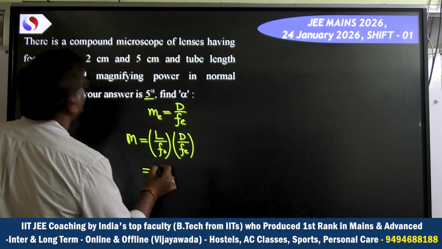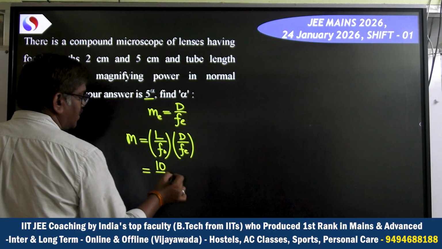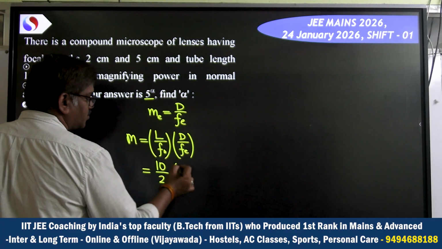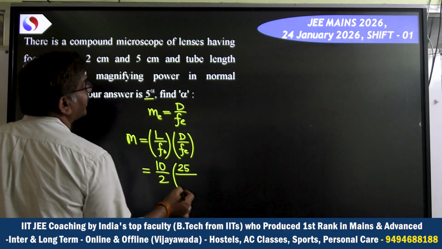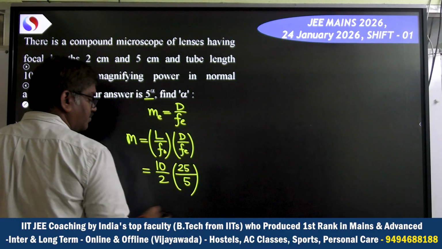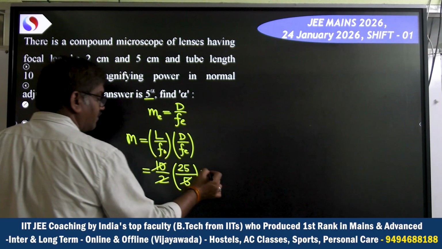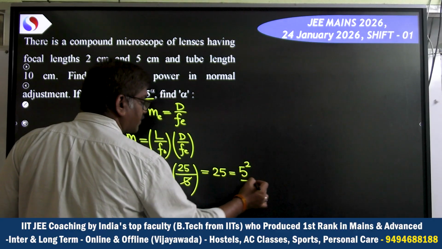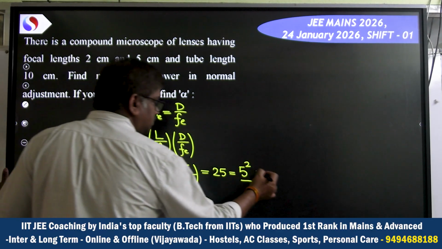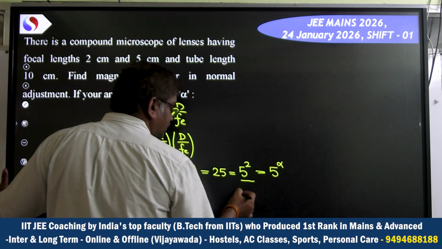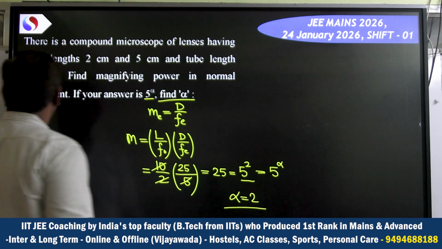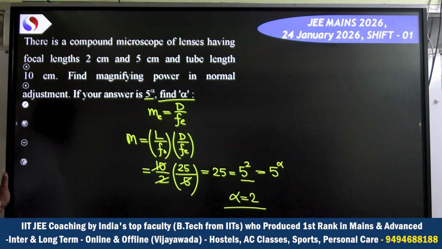So it is simple substitution. Tube length is given as 10 centimeters, all in centimeters. FO is 2, D is 25 centimeters and FE is 5. So 5 into 5, this 10 cancels, this is 25, which you can also write as 5 to the power 2. So if you compare this with 5 to the power alpha, the value of alpha is nothing but 2. Okay, so find alpha. This is integer type. What is the value of alpha? That's 2. All right.